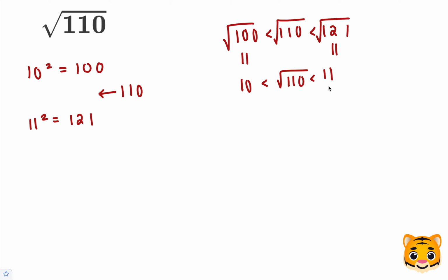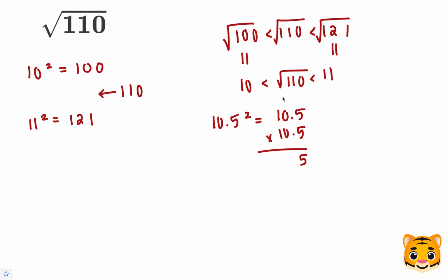So we want to try a tenths place decimal between 10 and 11 that when we square that value will give us about 110. Because 110 is 10 away from 100 and 11 away from 121, we can try something that's between 10 and 11, like 10.5 squared, and see how close we get to 110. Let's multiply 10.5 times 10.5.